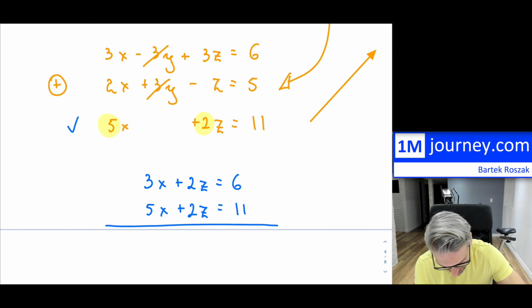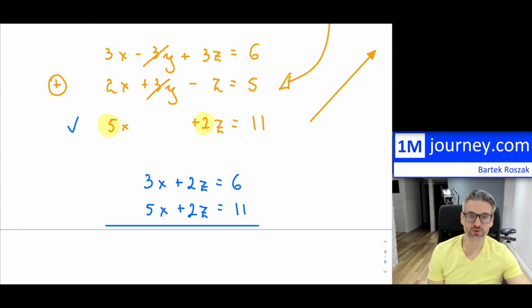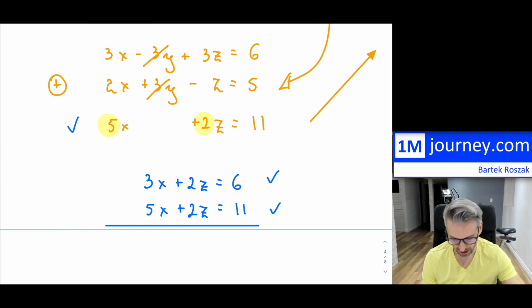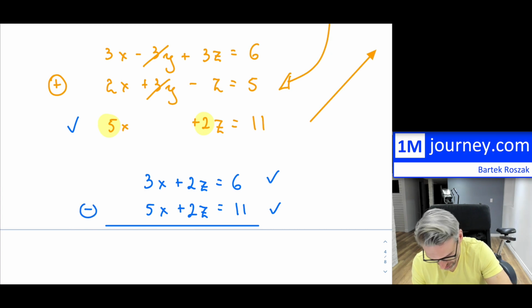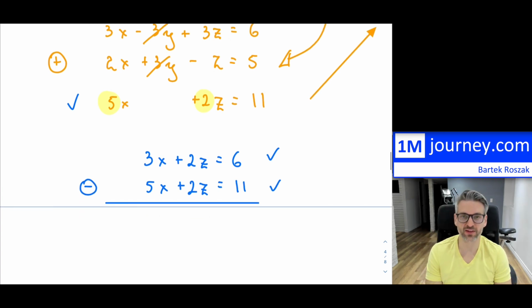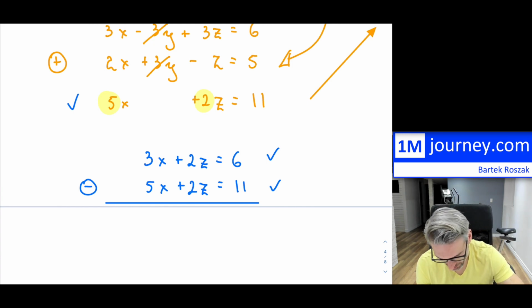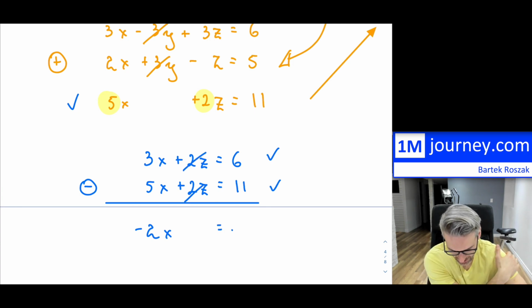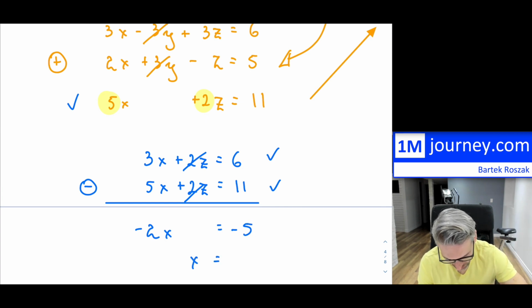And so now, with this, you're going to go back. This is just two equations, two unknowns. So now let's eliminate one of them. I'm going to eliminate the z because they have the same coefficient. It's much easier for me to do that just by doing subtraction. Now, if the coefficients were not the same, then you would have to multiply one of them or both of them to get rid of one of the variables. So this gives me negative 2x, the z is gone, and 6 minus 11, that's negative 5. So x is equal to 5 over 2.